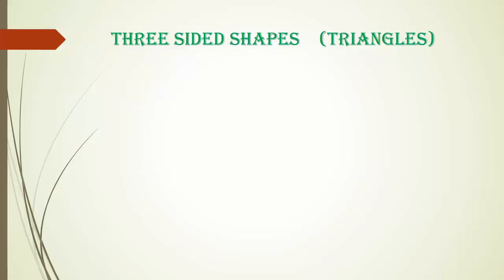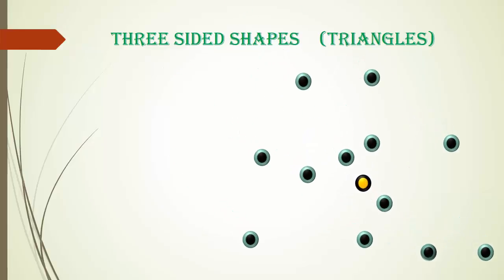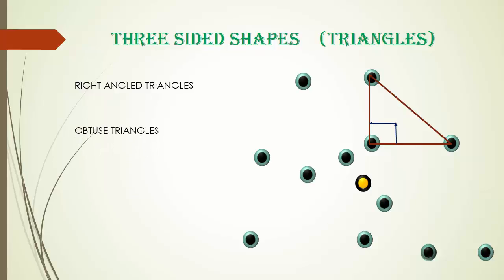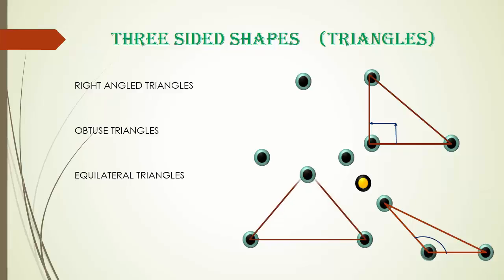Now, considering three-sided shapes which are triangles, with these same marbles, we can trace right-angled triangles from their pattern as shown here on the screen. Also, we can trace out obtuse triangles as shown. Then we have equilateral triangles, which is being shown on the screen. Last but not least, we can also talk of isosceles triangles, which can also be formed from the pattern that these marbles form.